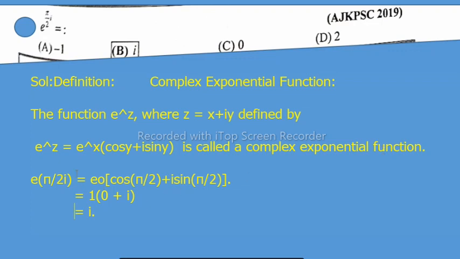For example, e power pi over 2 iota is equal to, so real part, that is x is equal to 0, and imaginary part is equal to pi over 2. So e power 0 into cos pi over 2 plus iota sin pi over 2. So 0 exponent is equal to 1 into cos pi over 2, value is equal to 0, plus sin pi over 2, value is equal to 1. 1 dot iota is equal to iota, so which is equal to iota. Option B is correct.